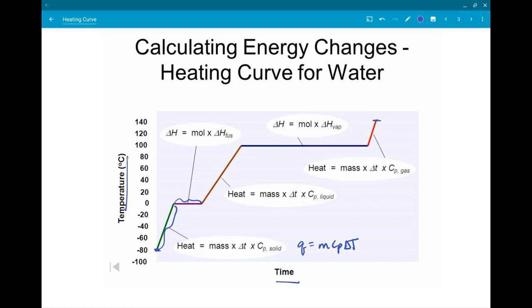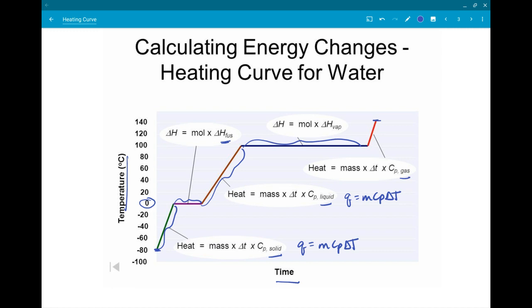Now our flat line is a delta H problem. Notice this is the molar heat of fusion. This has to do with our freezing point, and notice it's right at 0 degrees C. Again, we have another calorimetry problem, so Q equals m Cp delta T. And notice that our heat capacities do change depending on the state of matter that we have.